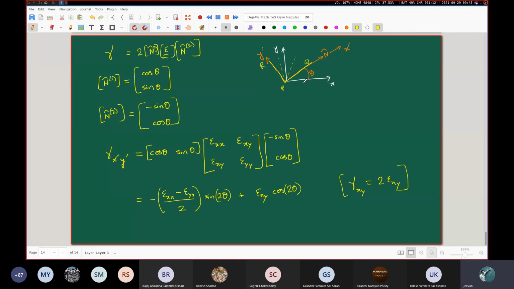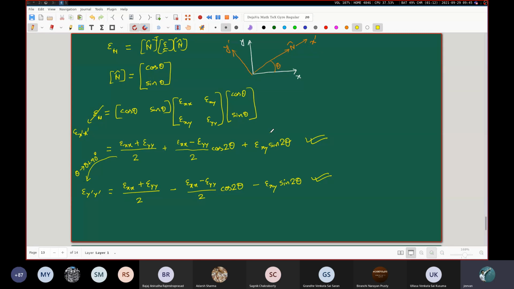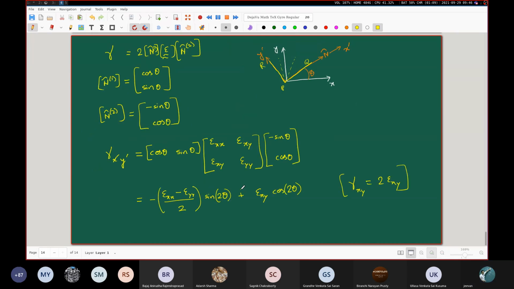Well, there are different ways of doing it. One thing you can do is try to do a d epsilon x dash d theta. Equivalently, you can do a d epsilon y dash d theta also. You'll get the same thing. Or you can try to set this gamma x dash y dash to be equal to 0. You'll get the same thing. Or you can take a very general notion of this and maybe even go back to the three-dimensional version and obtain a general eigenvalue-like problem, like we had done in the case of the stresses. So you have different routes of arriving at it.